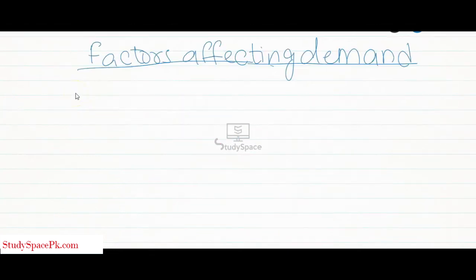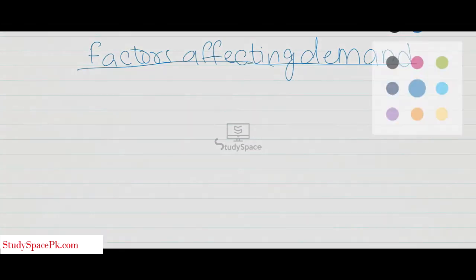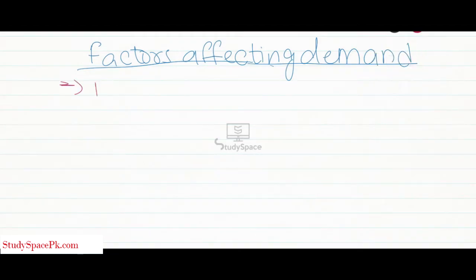So moving forward, we will look upon factors that affect the demand. The first and foremost factor that affects the demand for any product is the price of the product. If the price of the product increases, the demand for the product falls. The second factor could be the income of the person, or let's say the change in income.